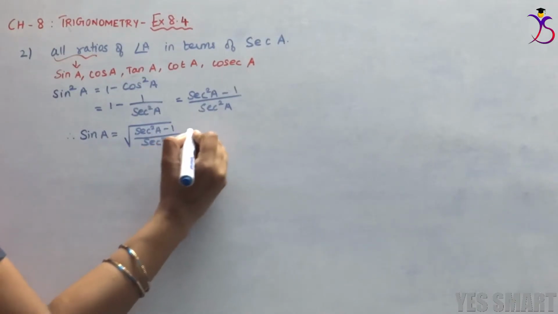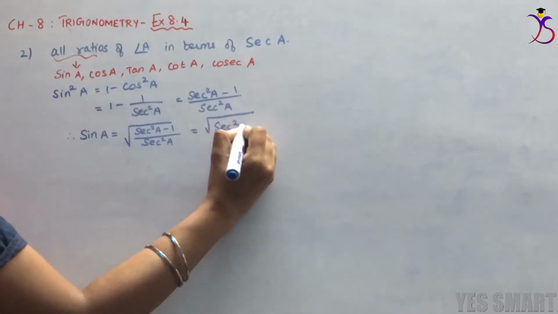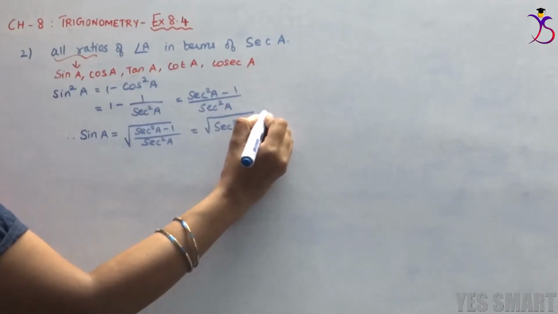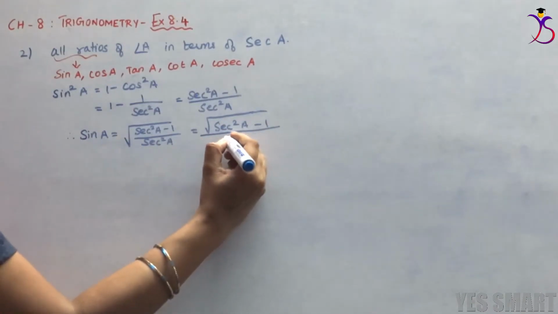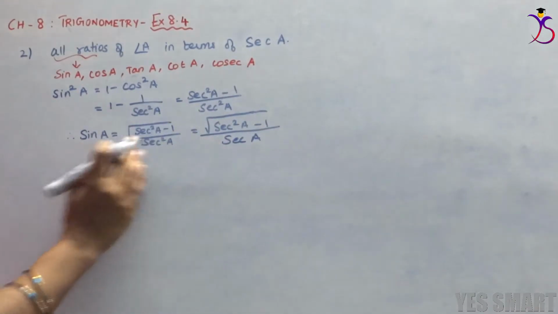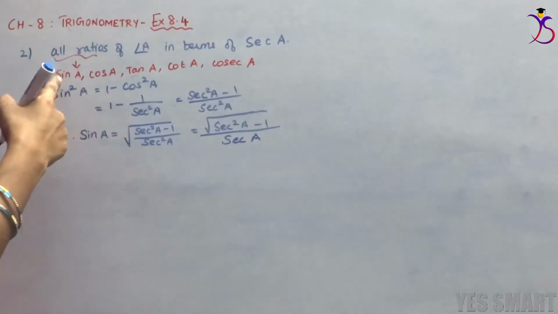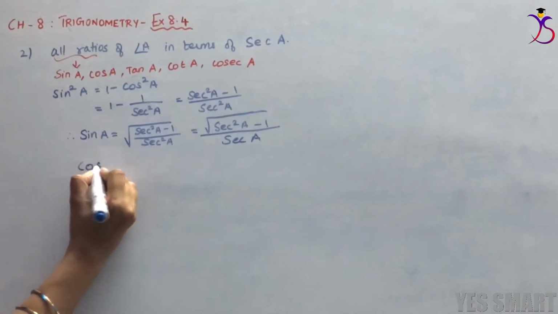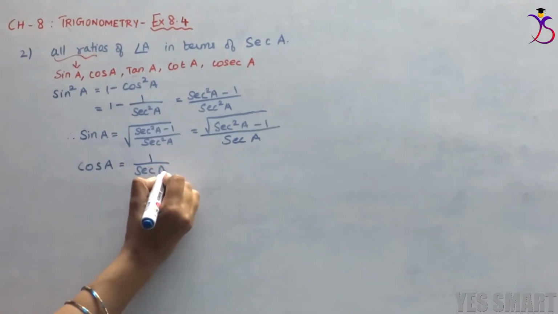The square, when it is transposed to right hand side, becomes square root. Now this is equal to square root of secant square A minus 1. This square and square root get cancelled, therefore divided by secant A. So we have represented sin A in terms of secant A. Now next, cos A. Cos A equal to 1 by secant A. So that's it. We have represented cos A as well.